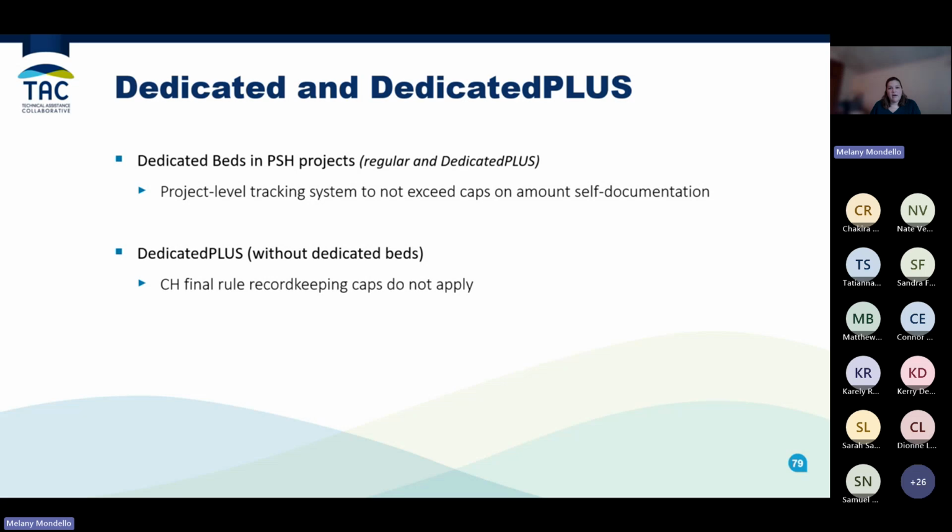So if you're in a more rural area, you have a little bit more flexibility to quickly document people and get them into your project because you don't have the caps that a dedicated project bed does. I can explain more about that, or Rosa and I can take questions after the training because again, it's technical, but I just wanted to highlight that Dedicated Plus was partially created to help mitigate the really high burden of the record keeping for a strictly chronic homeless dedicated bed.